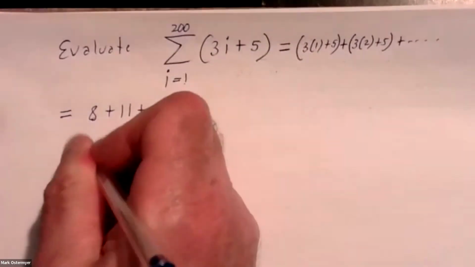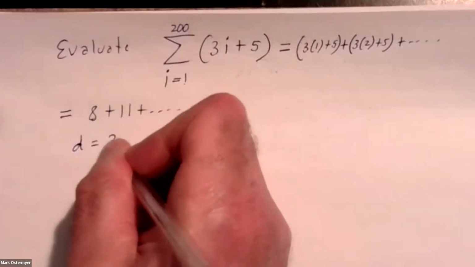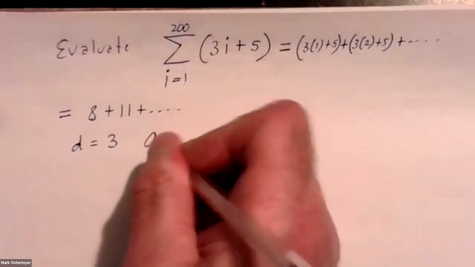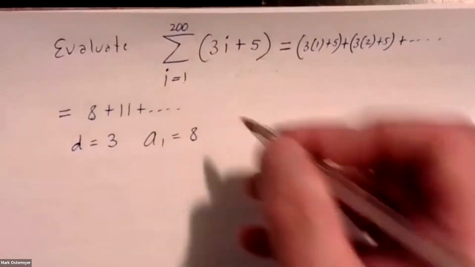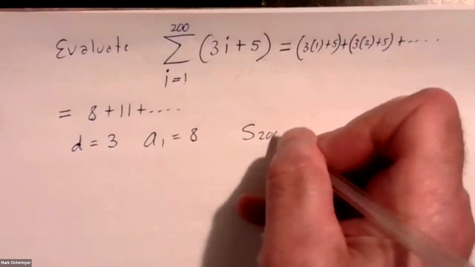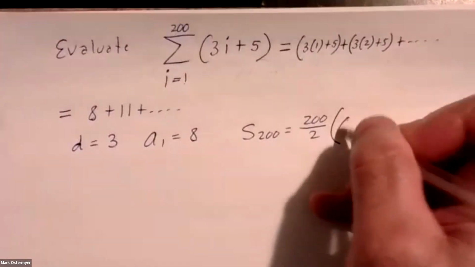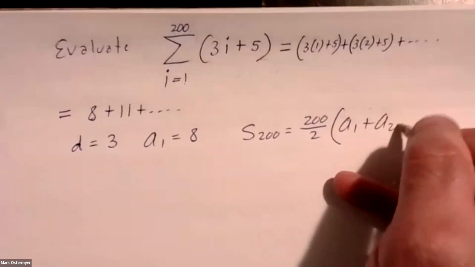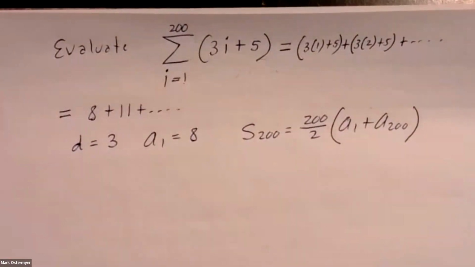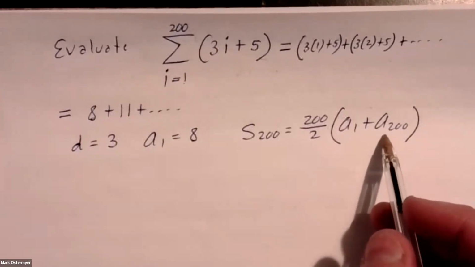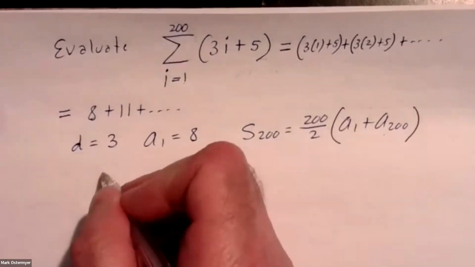Now the common difference here looks like it's going to be 3. 11 minus 8 is 3. The first term is 8. So the sum of the first 200 terms is going to be equal to 200 divided by 2 times our first term plus our 200th term. We know our first term, but we don't know our 200th term. We have to find it. To do that, we use our nth term rule.